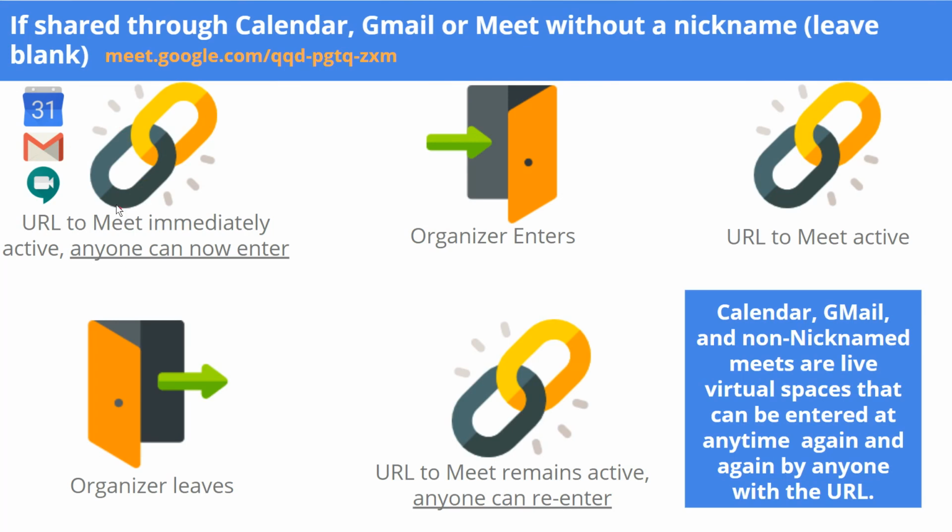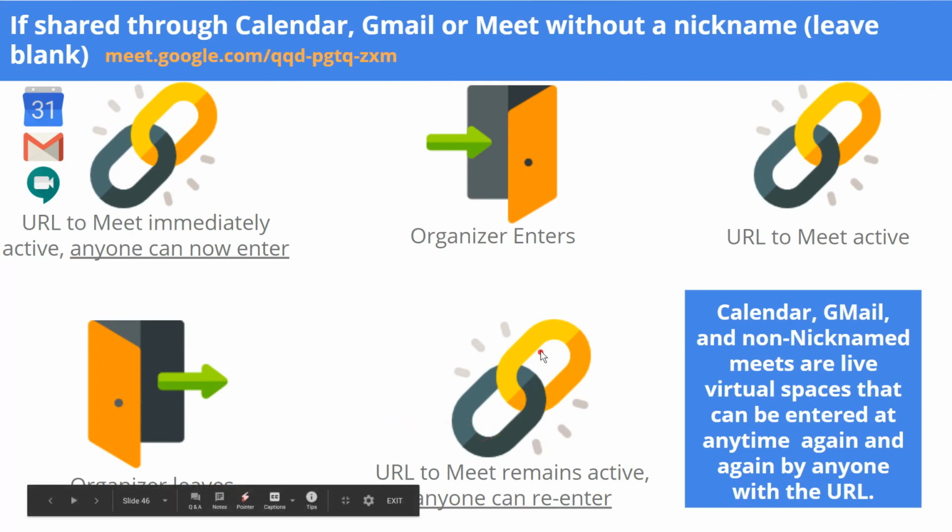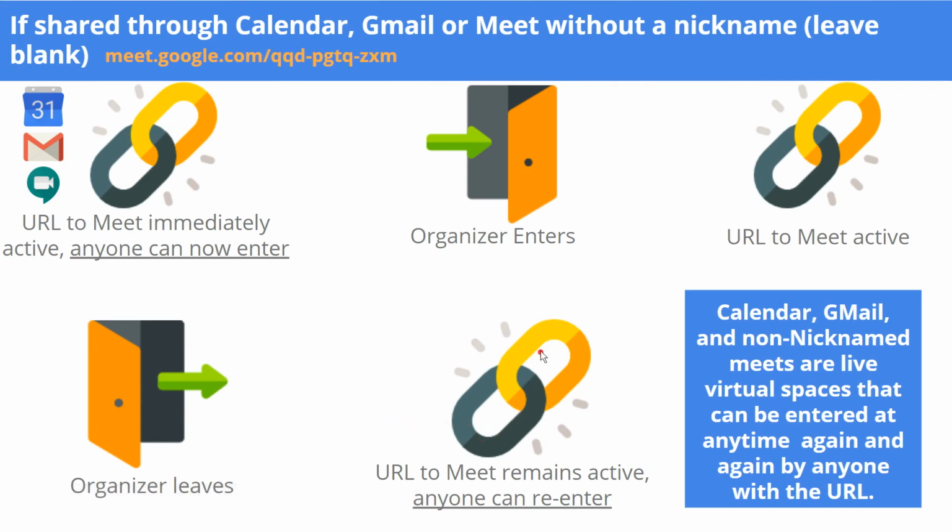And when you create a Google Meet with a Google Calendar invite, the URL to the Meet is immediately active and anyone can enter as soon as it's created, even before the organizer enters. All right. And so then once the organizer enters, the Meet is still active. And after you leave, it does still remain active and anyone can re-enter into that specific URL for the Meet.